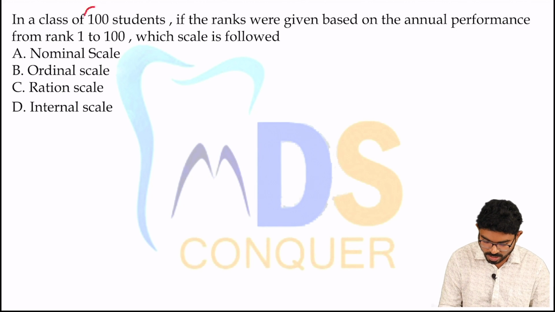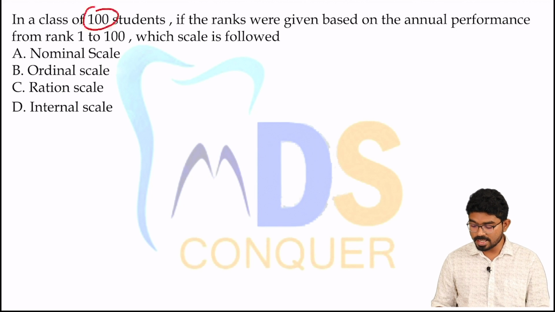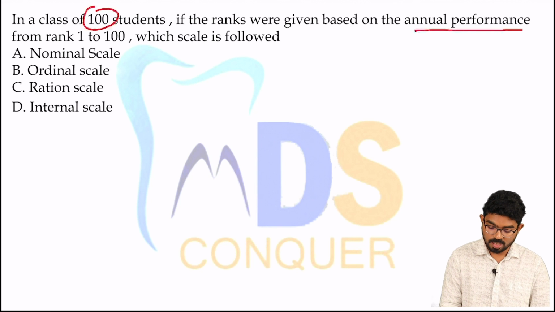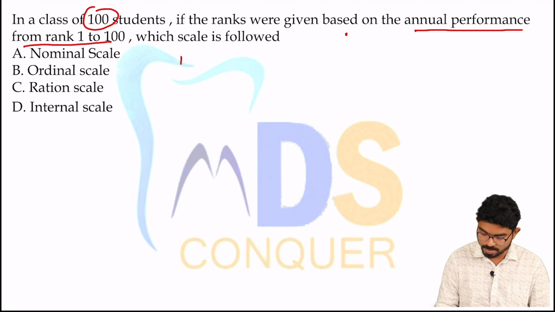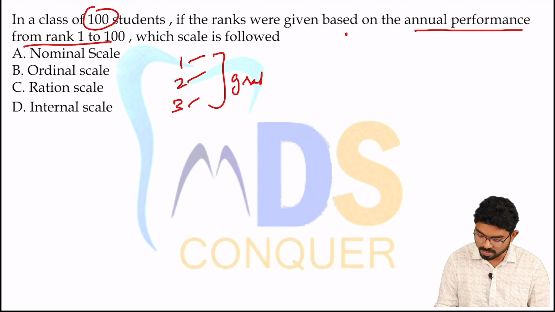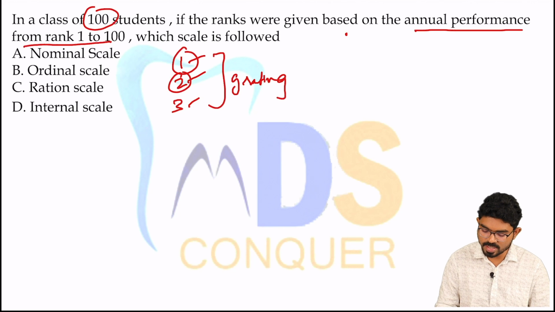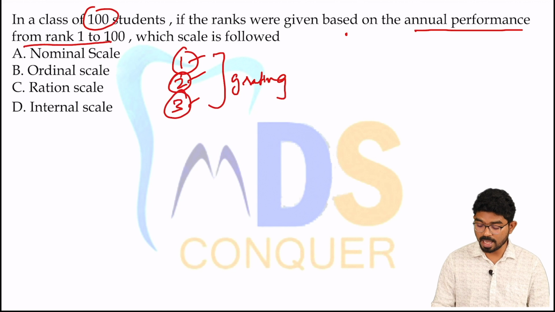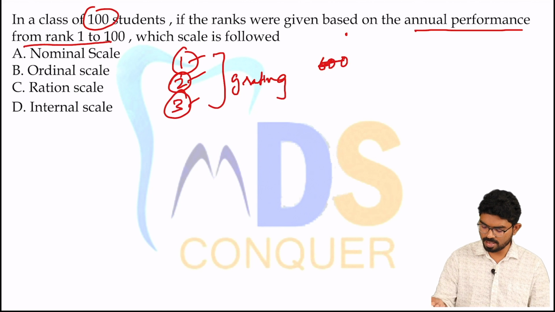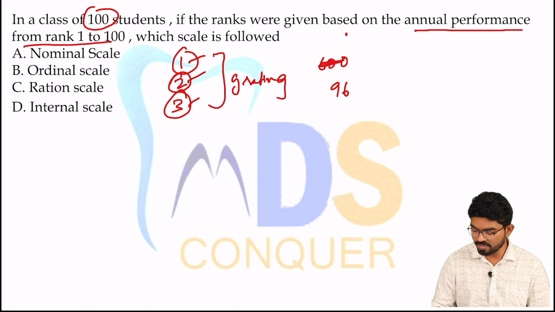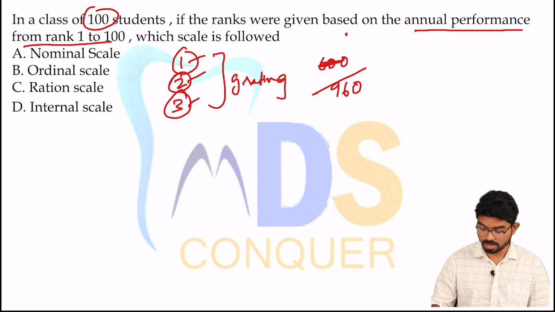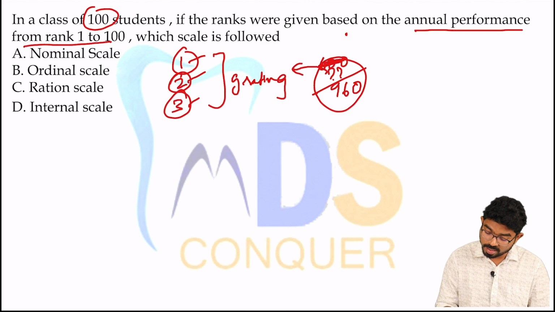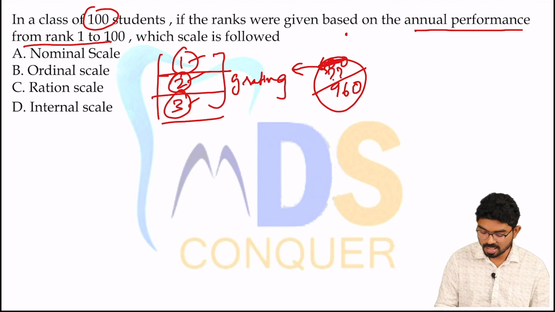The next one is again most commonly discussed, regularly discussed in the classes. In a class of 100 students, if the ranks are given based upon their annual performance, from rank 1, those are positions, some gradings. Grading is a better word for this. Grading means you are grading: rank 1, rank 2 is a grade. Okay, it's not percentage. If they are giving percentage, it's going to be different. For example, we'll take your NEET exam into consideration. Out of 960, how many marks you got? That is a number, that is different. Corresponding to that number, they are giving rank or grade.